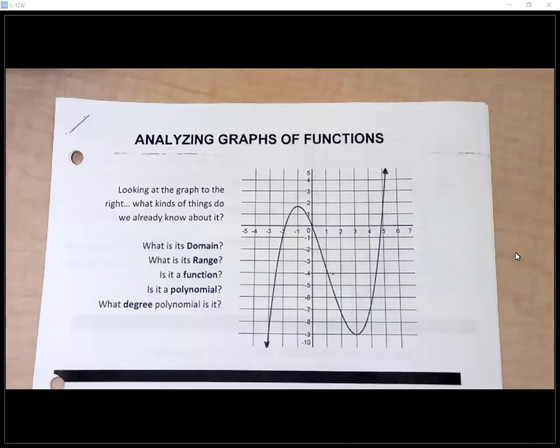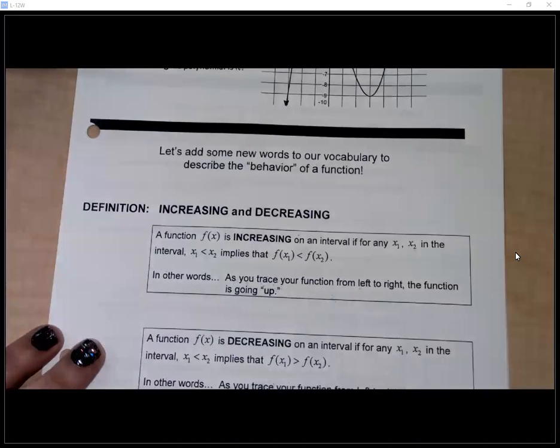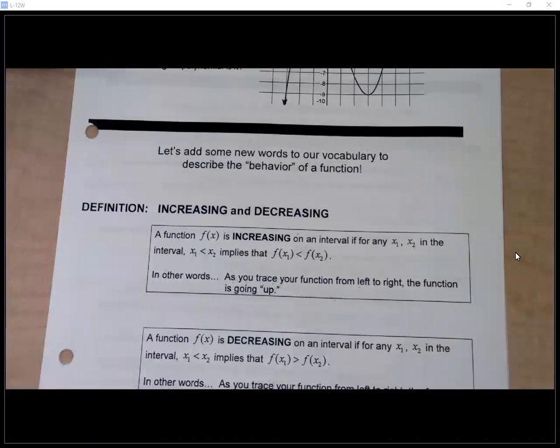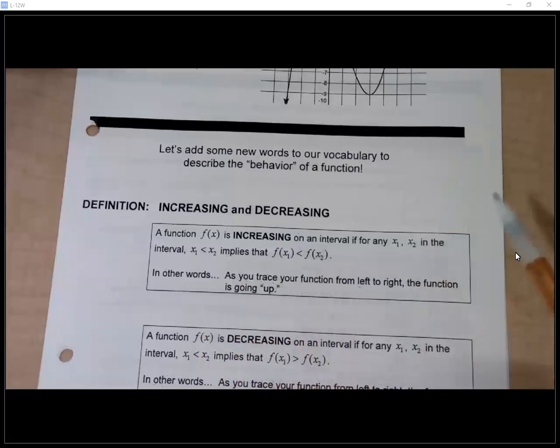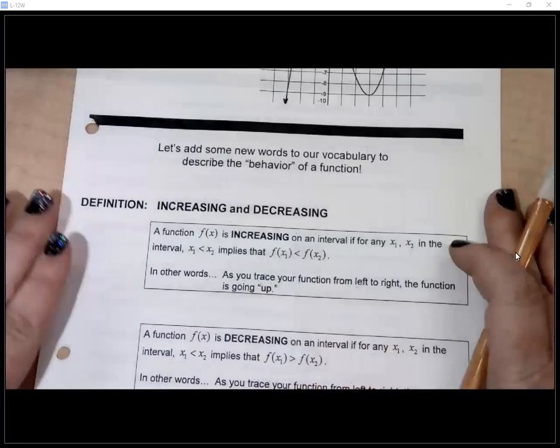All right, anywho, another couple things that we can tell about a graph just by looking at it is where it's increasing and decreasing. So we say a function is increasing on an interval if for any x1, x2 in the interval, x1 less than x2 implies that f(x1) is less than f(x2). Lots of mumbo jumbo. What does that really mean? It just means as you trace your function from left to right, the function is going up. That's all it means.